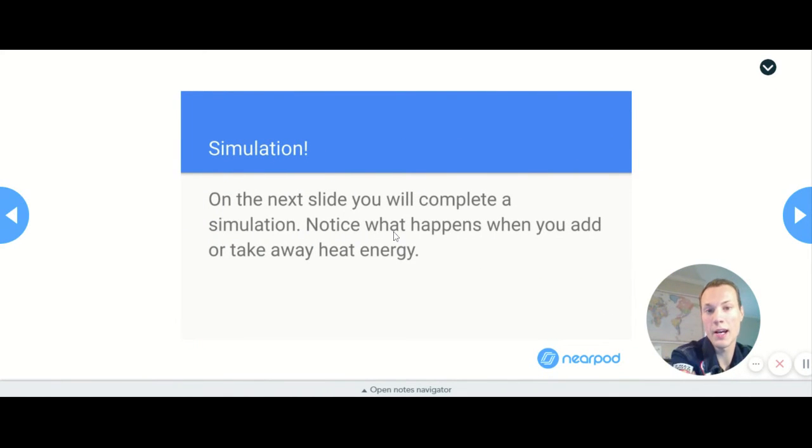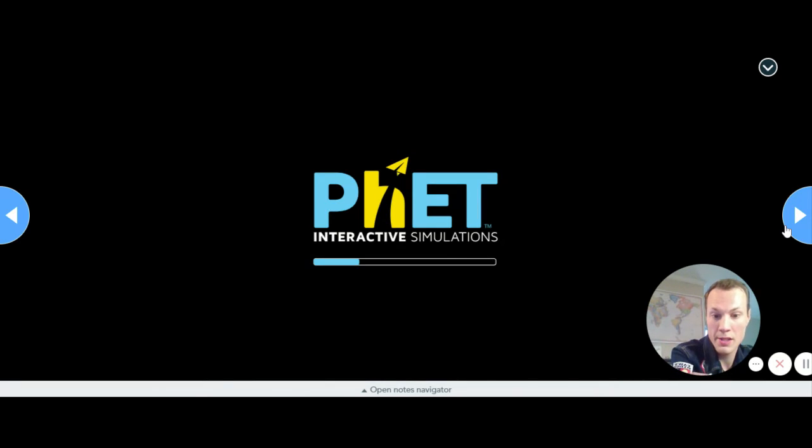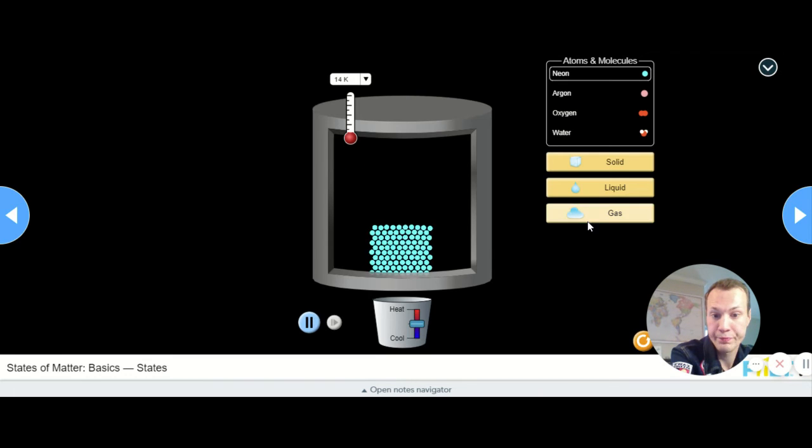Alright, this is a cool thing that you can look at. So on the next slide, you will complete a simulation. Notice what happens when you add or take away heat energy. So you're going to click next. It's going to take you to the simulation. Let it load. Right, so these are a bunch of particles. Right now they're close together, they're wiggling, but they can't move past each other, so they are solid.